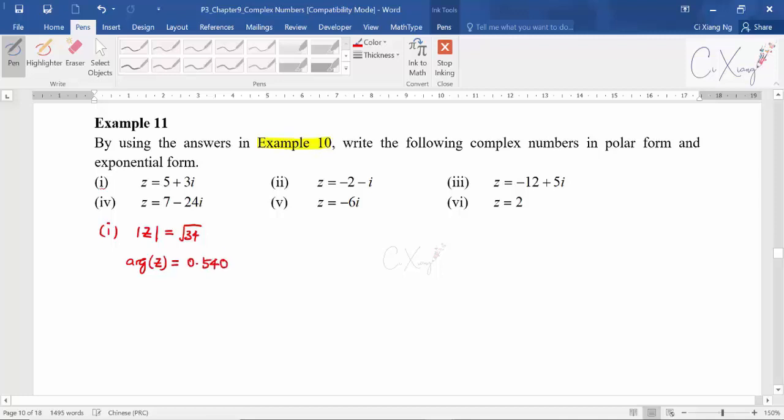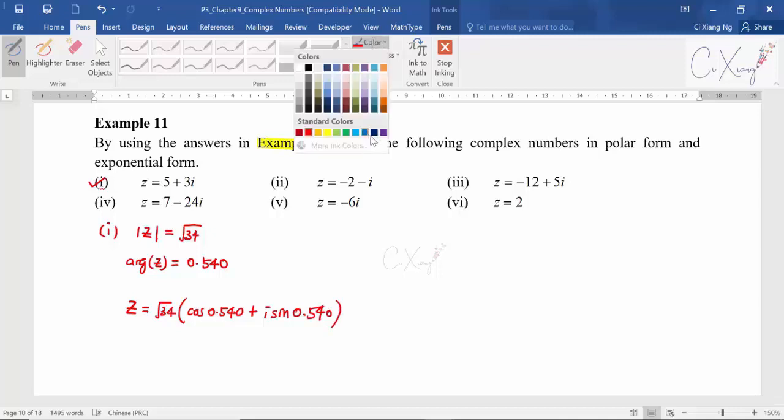Correct or not? So this is what you get in example 10, the answer for modulus and argument. Now if you want to write in modulus and argument form, which is very easy, what is the z here? The z will be square root 34 cos theta, so cos 0.540 plus i sine theta, so i sine 0.540. So this is what we call modulus, polar form or modulus argument form.